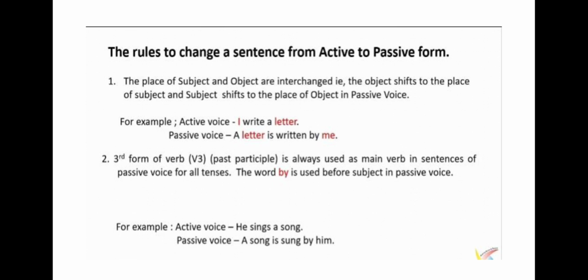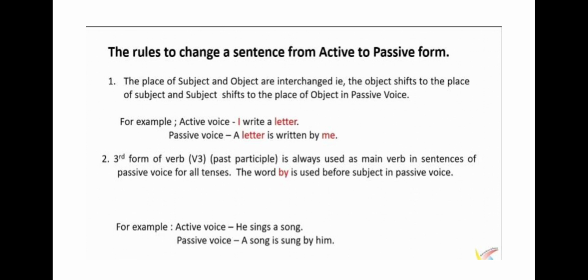Now, this is the active voice. When I convert this to the passive voice, the verb write, wrote, written. Are you getting it? Write, wrote, written. When I convert it from active to passive, verb 1 will be converted to verb 3, like a letter is written by me. So verb 3 is used as the main verb in a sentence of passive voice for all tenses.